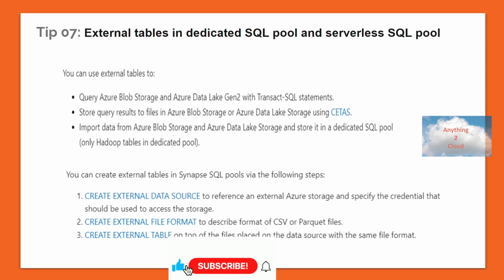The next step is on external tables in dedicated SQL pool and serverless SQL pool. You can create external tables in Synapse SQL pools via the following steps. The first one is create external data source to reference an external Azure storage and specify the credential that should be used to access the storage. Next one is create external file format to describe the format of CSV or Parquet files. Third one is create external table on top of the files placed on the data source with the same file format. So basically these are three steps we need to follow to create external tables in Synapse SQL pools: first create external data source, next create external file format, third create external table.